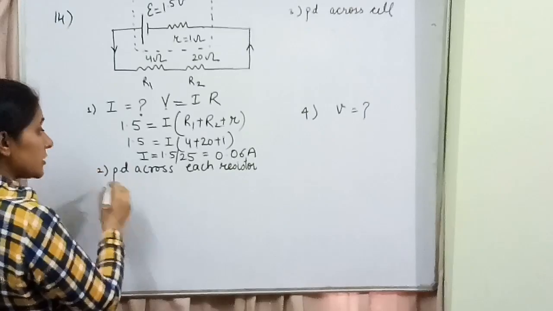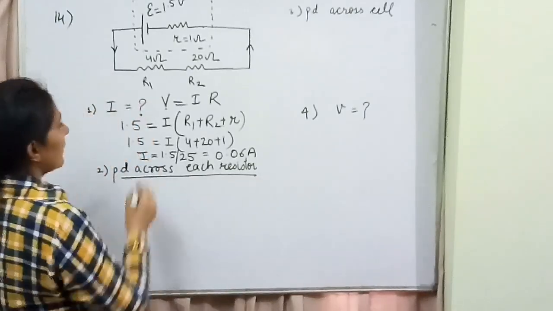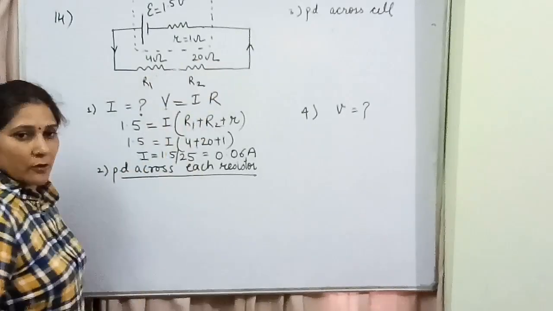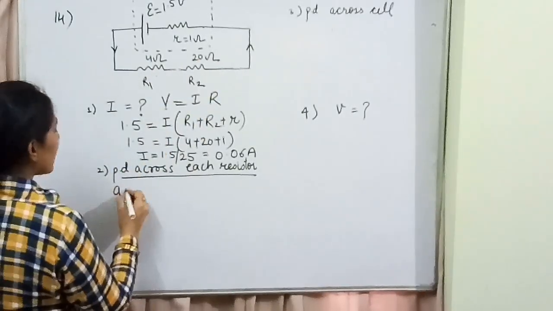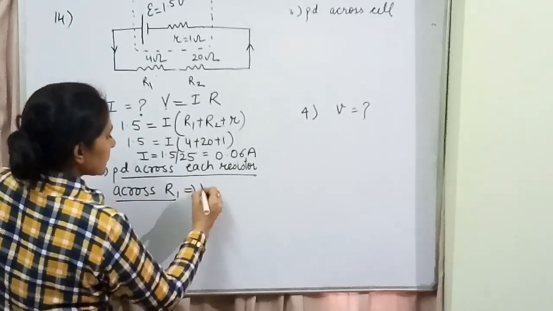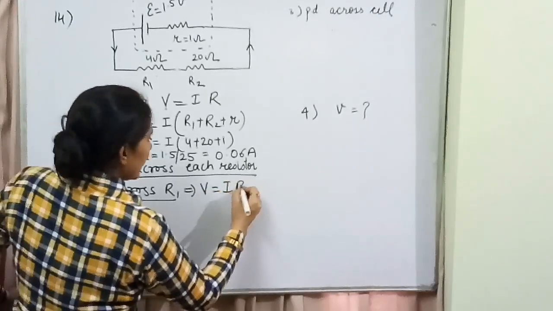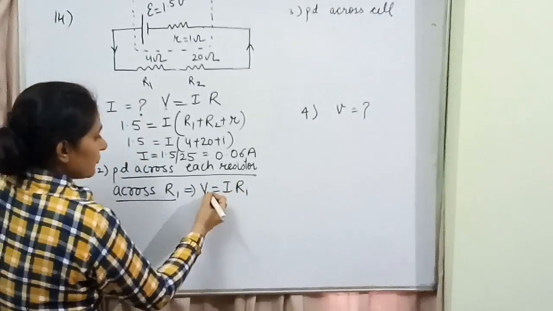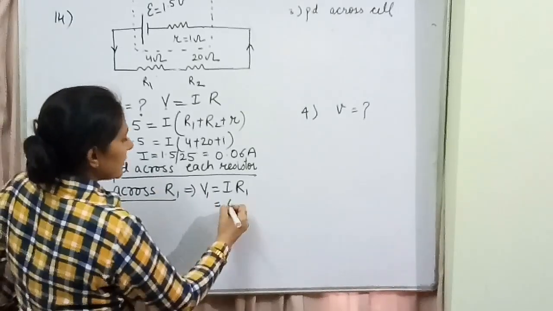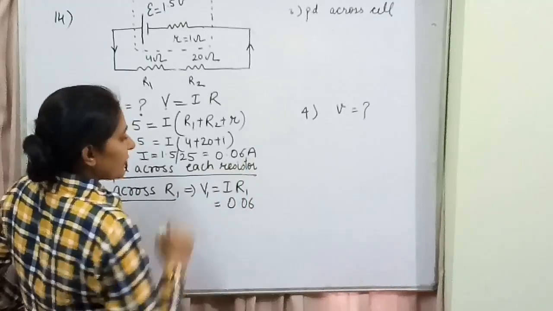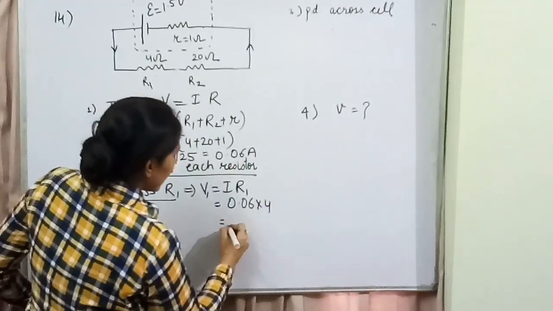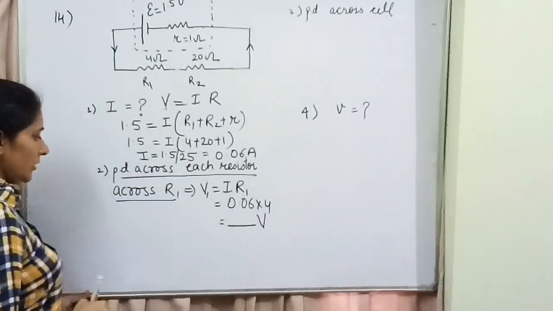Now coming on to the next, potential difference across each resistor. Means across this as well as across this. Means you have to find out V1 and V2. So when we are talking about across R1, when we have to find this out, we can apply this formula. V is equal to IR1. Okay, V1. Fine, because we are talking about across R1. That is total current is given to us, that is 0.06, which you found above, into value of R1, that is given as 4. Whatever value you will get, that is across R1.